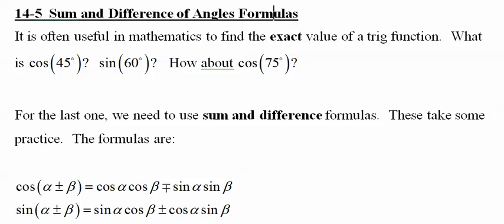So it's often useful in mathematics to find exact values of trig functions. That's why we use the unit circle to say, oh, cosine of 45 is root 2 over 2. Sine of 60 is root 3 over 2. But this is not on the unit circle.